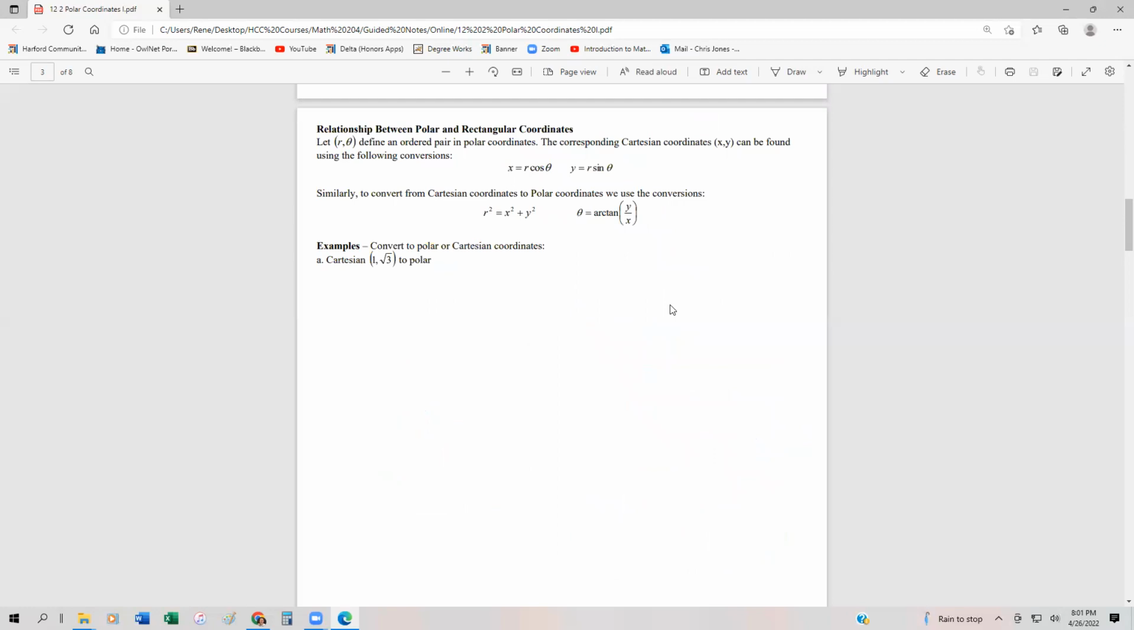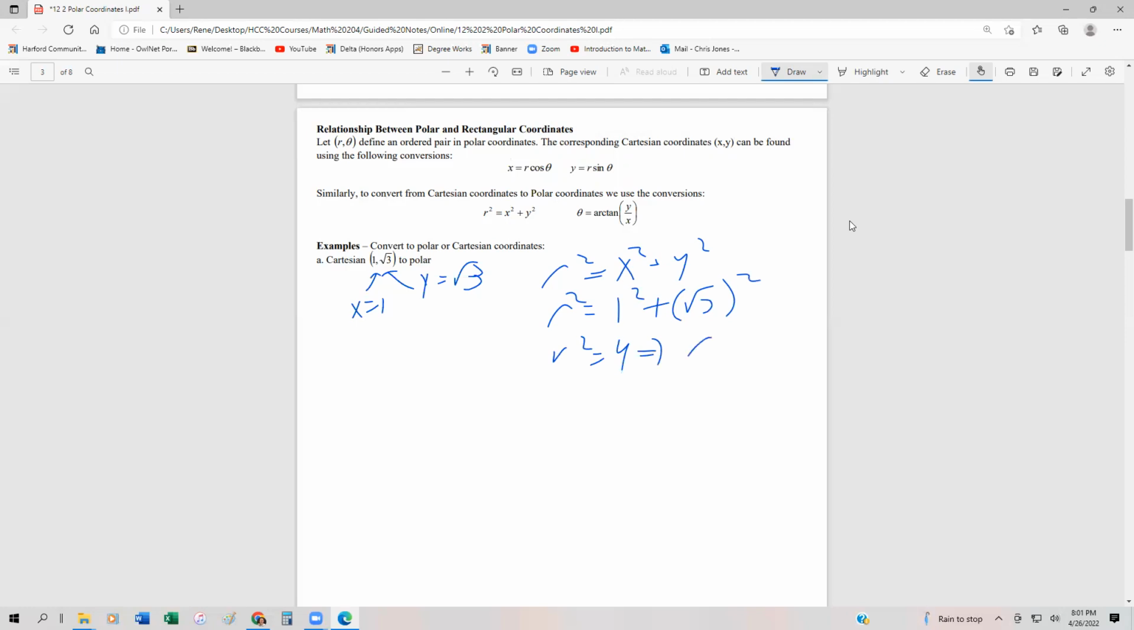So a couple of examples. All we're going to do is convert back and forth between rectangular and polar. Let's say we have the Cartesian coordinate (1, square root of 3), and we would convert it to polar. One thing we know is that x is 1 and y is square root of 3. If I wanted to figure out what r was, r squared is going to be equal to x squared plus y squared, so r squared is 1 squared plus the square root of 3 squared, which is 4. And be careful, because r is going to be equal to plus or minus 2.